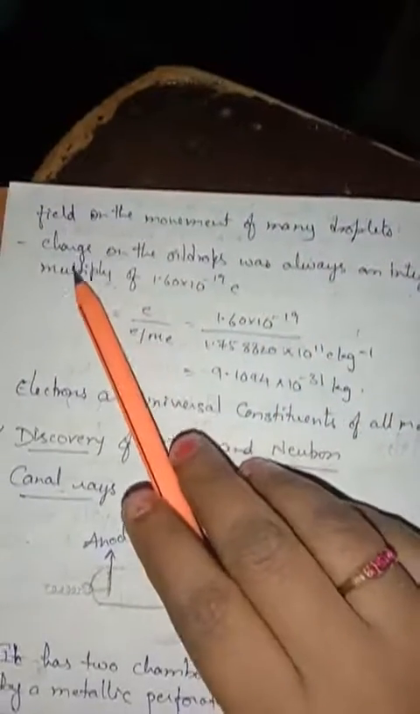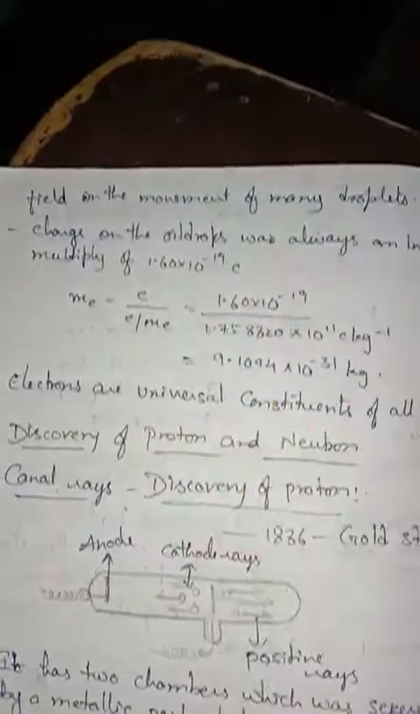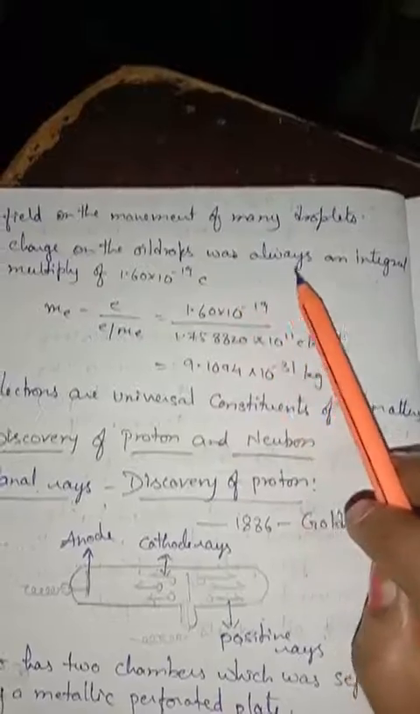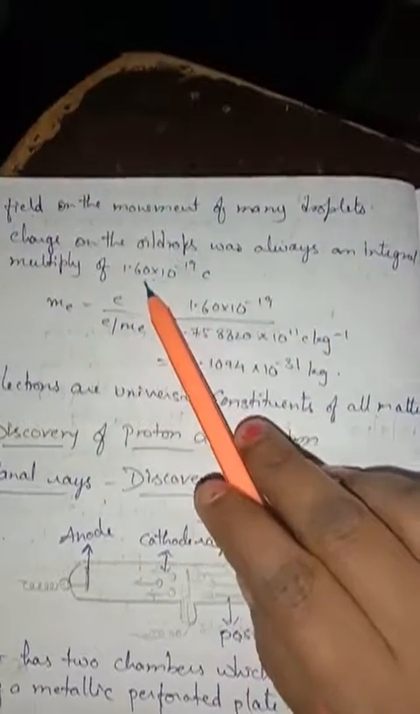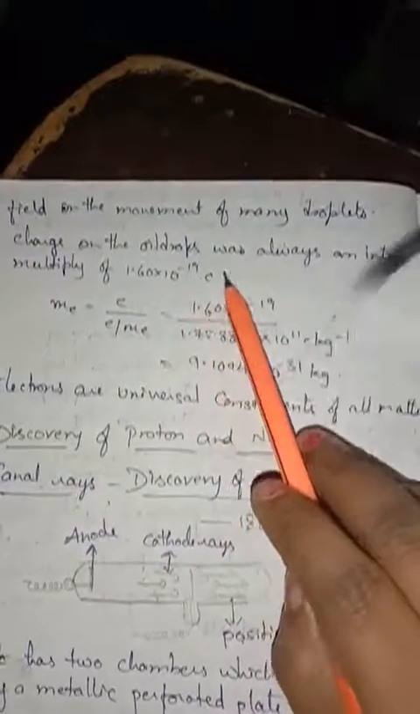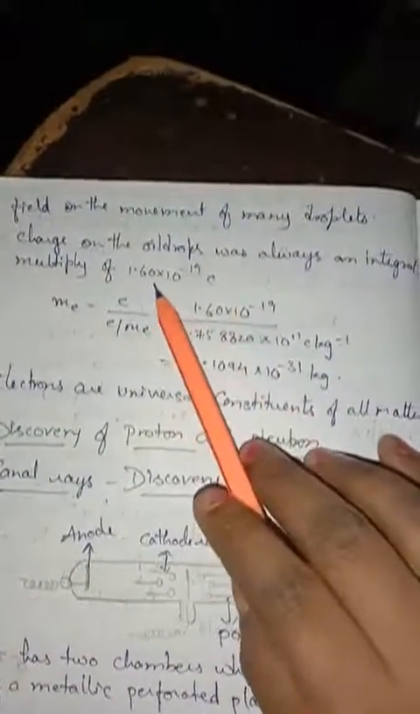So by carefully measuring the effect of the field on the movement of many droplets, the charge on the oil drops was always an integral multiple of 1.60 × 10^-19 coulombs. So by measuring that, what is the charge we got? 1.60 × 10^-19 coulombs.